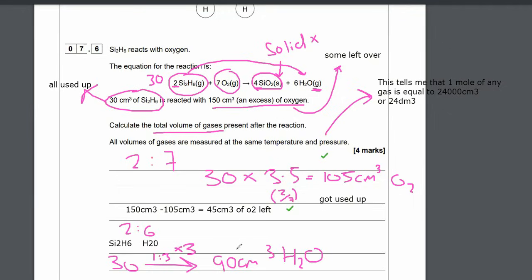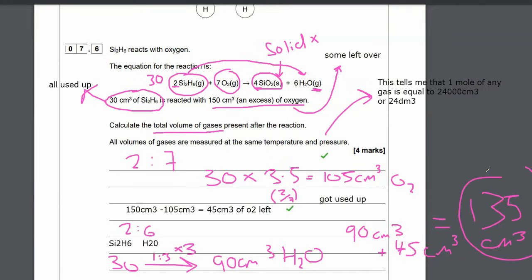Now let's work out that total. So we're going to go 90 of H2O plus the 45 of oxygen that was in excess, and we're going to get a total of 135 centimeters cubed left over. We've got none of the Si2H6 because it wasn't in excess, and we've got none of the silicon oxide because it was solid. We know that we have 45 of oxygen left because 105 was used out of 150, and we know that we had 3 times the amount of water formed because the ratio is 2 to 6 or 1 to 3.